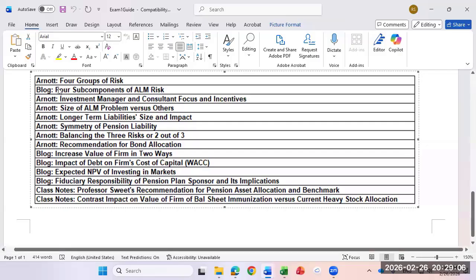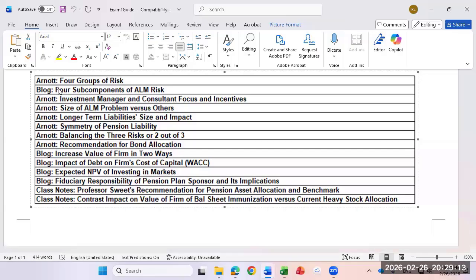That last one, ALM risk, has 4 subcomponents. I want you to remember those 4 subcomponents. Inflation is one of them. Interest rate risk. The interest rate keeps going down. So longevity risk, people living too long. And healthy people do what?